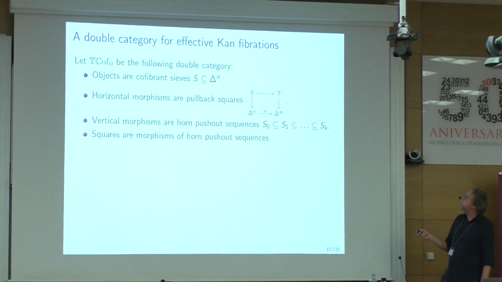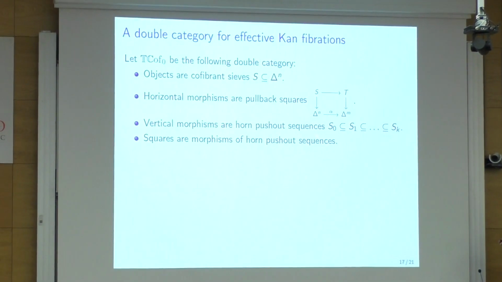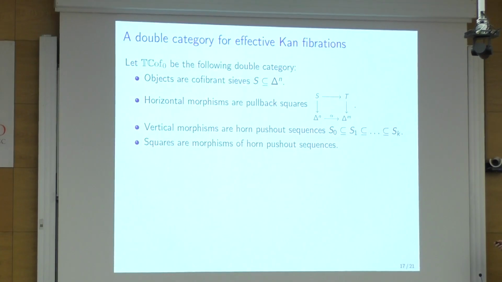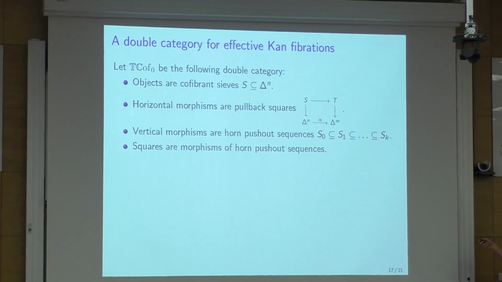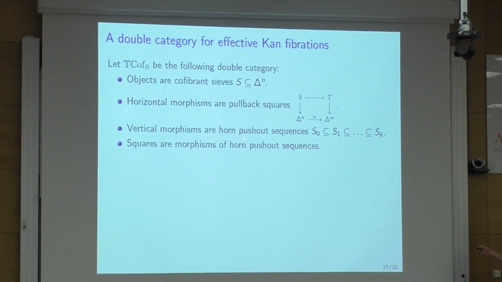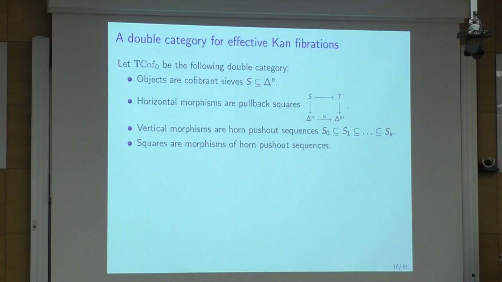And then these things can be organized into a double category. So the objects again are the cofibrant sieves. Horizontal morphisms are pullback squares like this, vertical morphisms are Horn-Boussard sequences, and squares are morphisms of Horn-Boussard sequences, as in the previous slide. Now, I would love to be able to say that we now define the effective cofibrations to be the things which have the right lifting property against this double category.